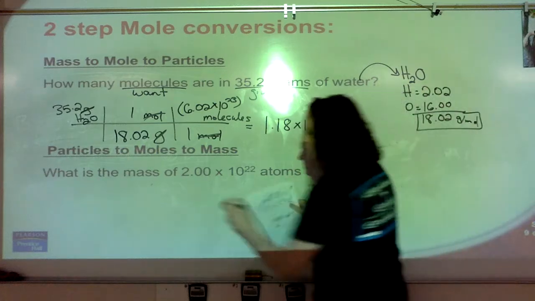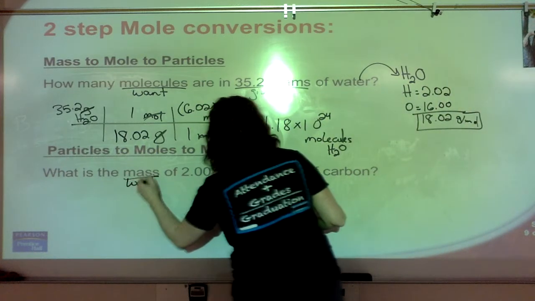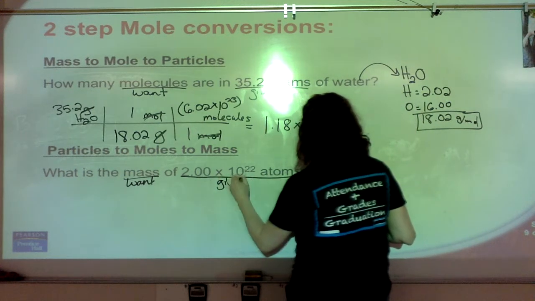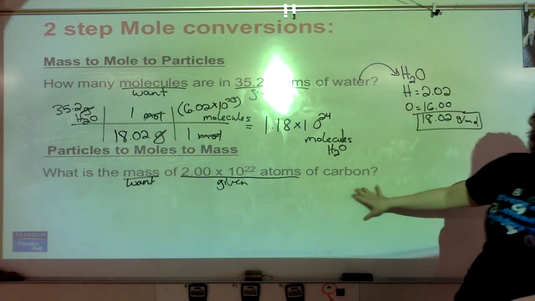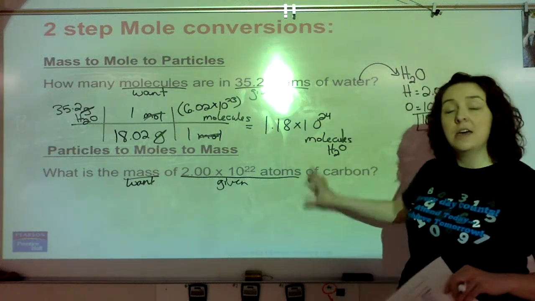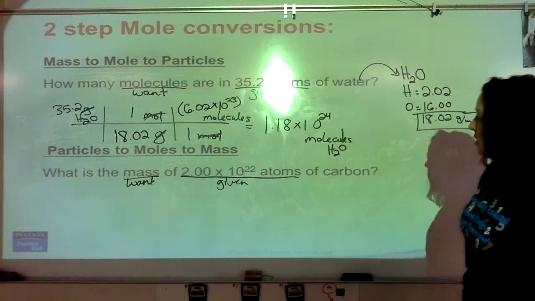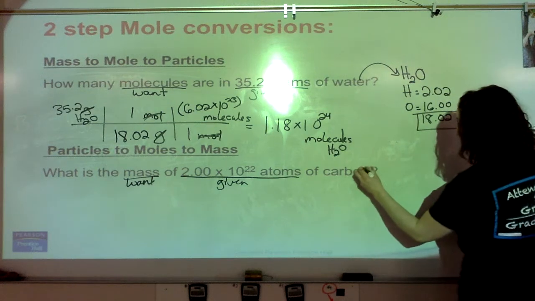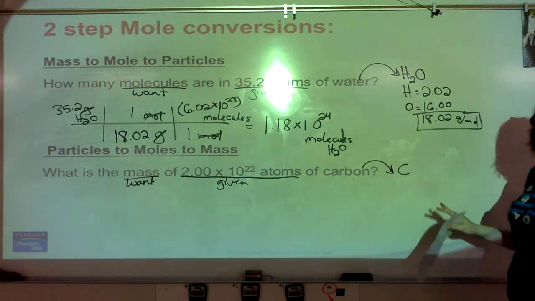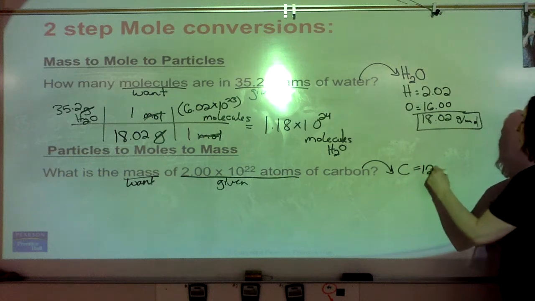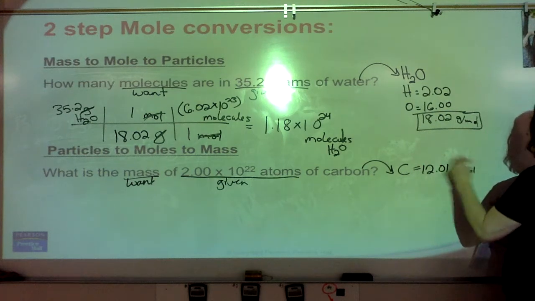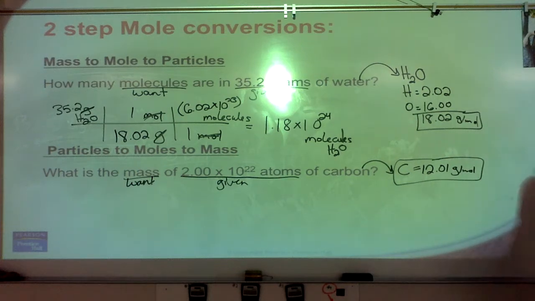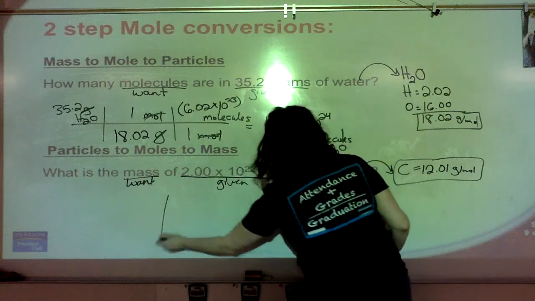What is the mass? That's what we want. Of 2.00 times 10 to the 22nd atoms. Again, there is no mention of moles. So that should be a red flag that it's a two-stepper. Okay, and since I want mass, I know I'm going to need molar mass. So look at carbon. Carbon is just C. It's not part of a diatomic. So its molar mass is 12.01. All right, set up your two-step picket fence.